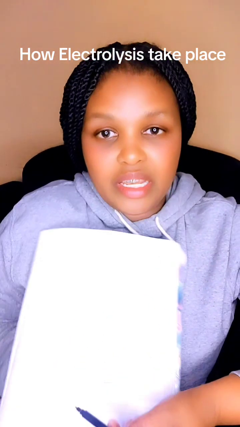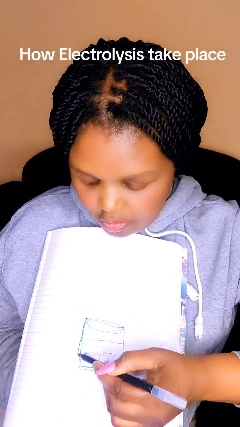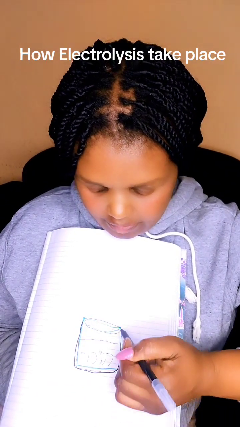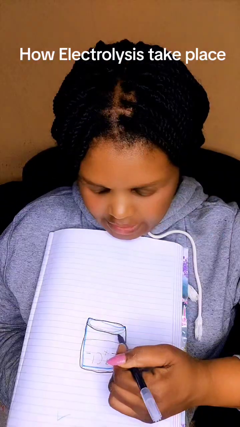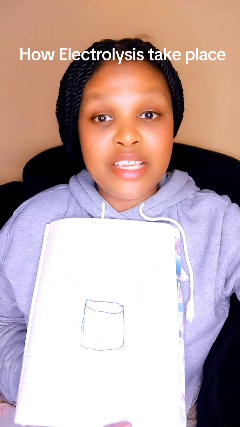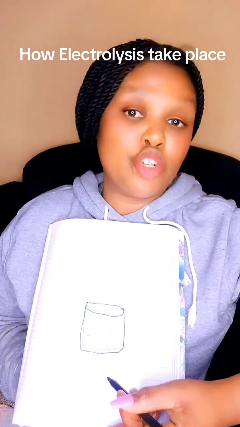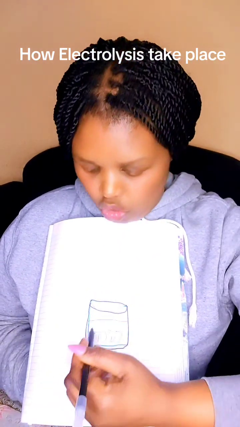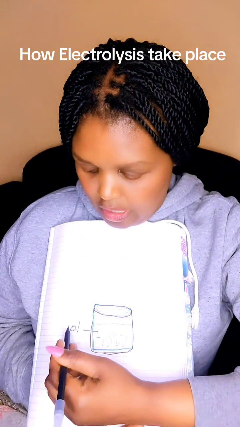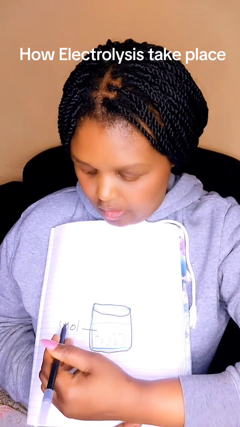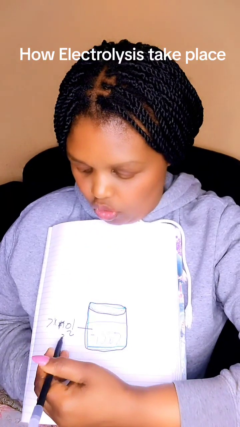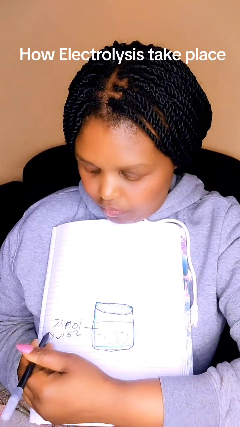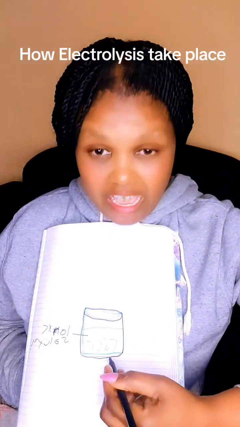I want us to do an electrolysis by using the diagrams of the components that are needed. That is our beaker. Do not worry about the ugliness of the beaker. I'm not a perfect drawer. First of all, we make ionic solution. That is ionic solution.